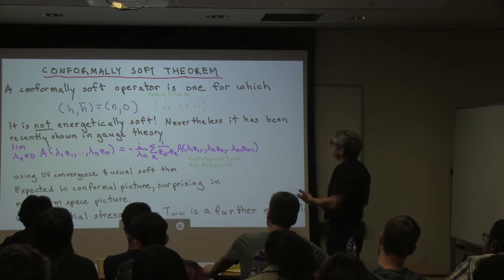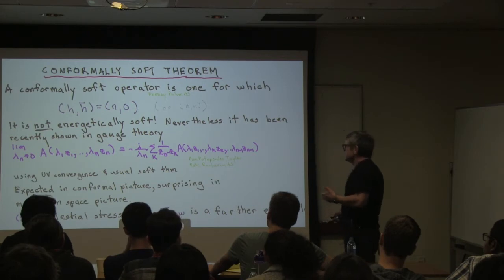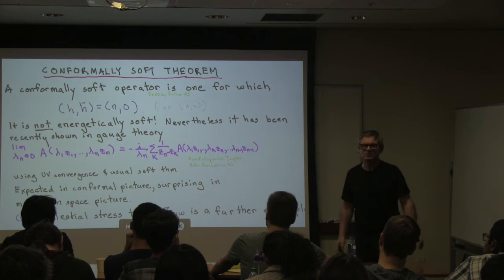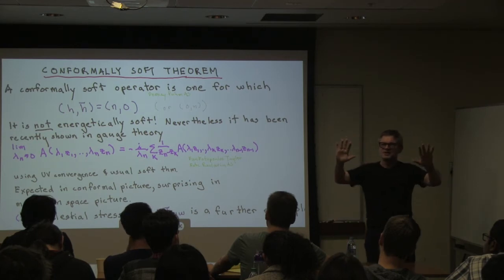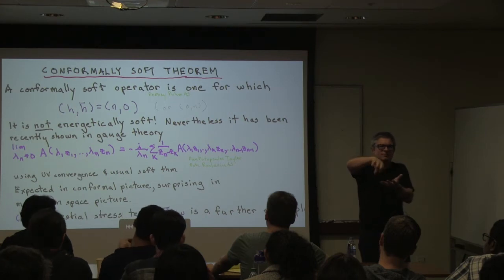Well, once you write that, it's clear that these operators have to obey some special identities. But the picture of why ordinary soft theorems are true is you have some big soft wave going through some interaction that's confined to some region.